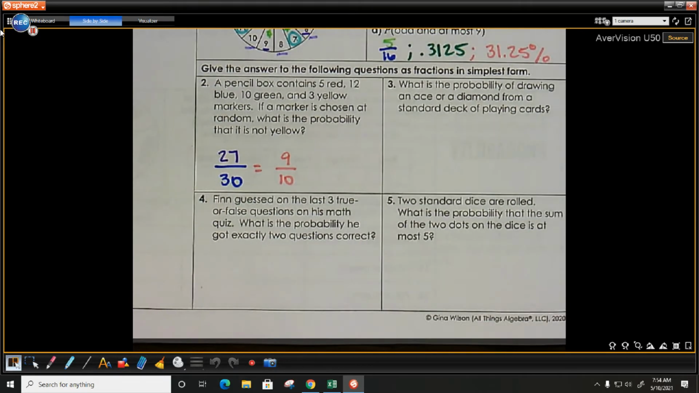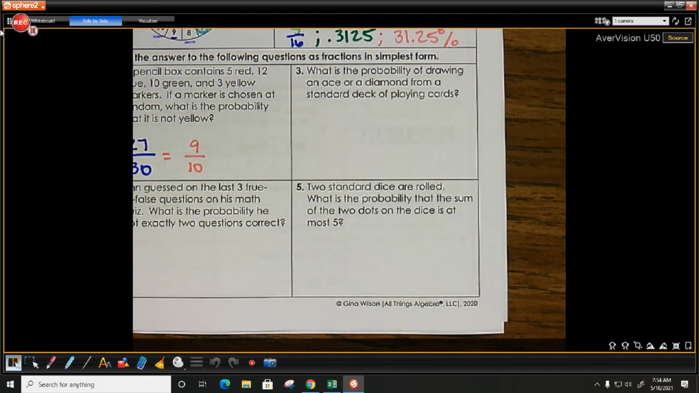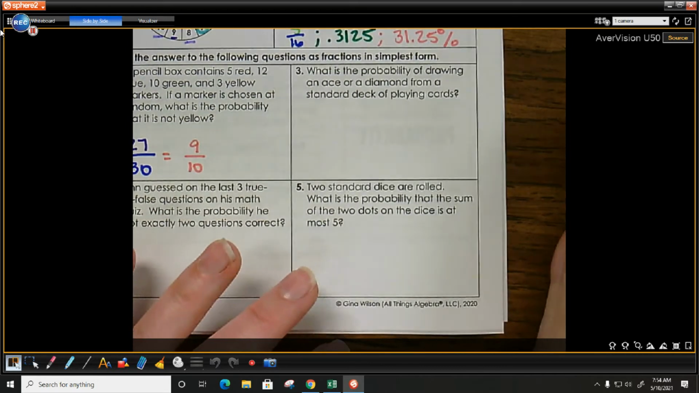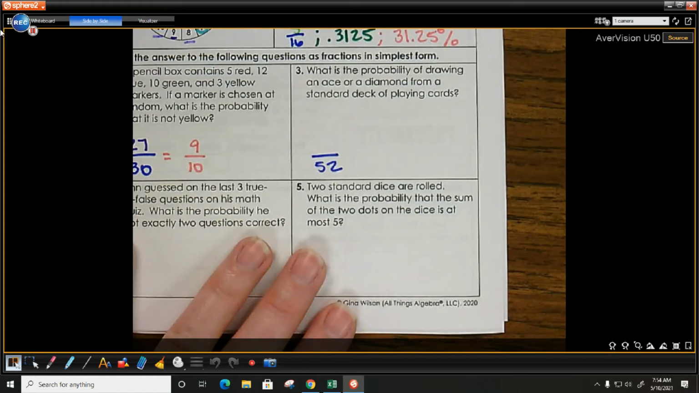Okay. I will tell you, on Friday, kids were like, how am I supposed to know the answer to this? So when we're doing probability questions, I'm expecting that you know certain things, like how many sides are on a dice, how many cards are in a deck of cards. Okay? So, what is the probability of drawing an ace or a diamond from a standard deck of cards? So, how many cards are in a deck? 52. So that's my total possible number of outcomes.